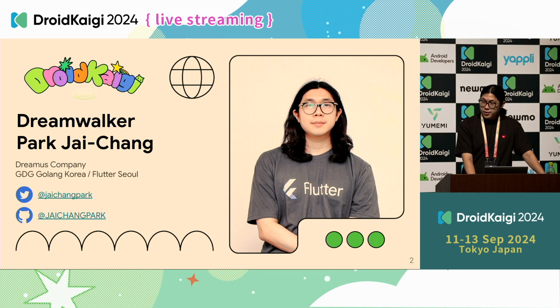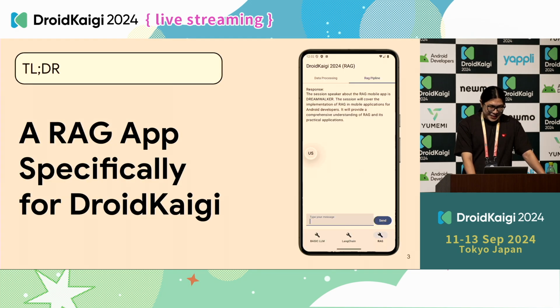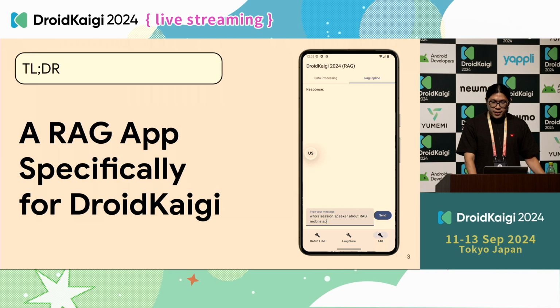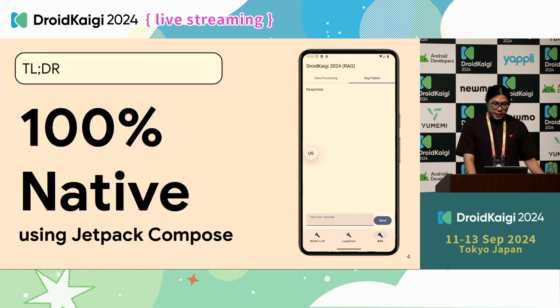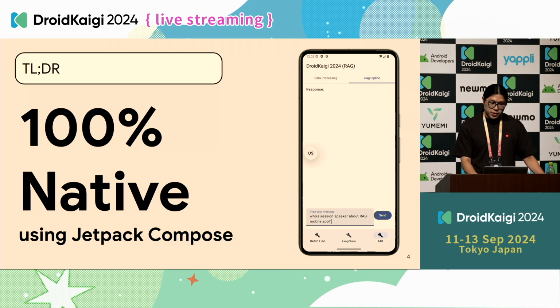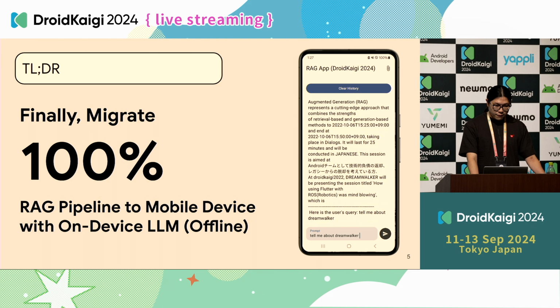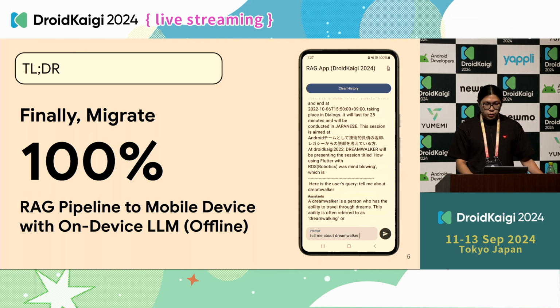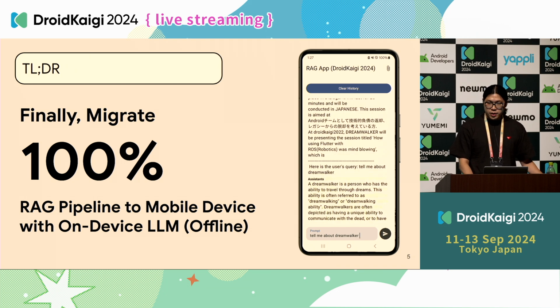Feel free to contact me. Today, I will introduce a RAG app for DroidKaigi. This app is built 100% natively for Android using Jetpack Compose. And finally, I will show you how to transition to an on-device RAG pipeline.